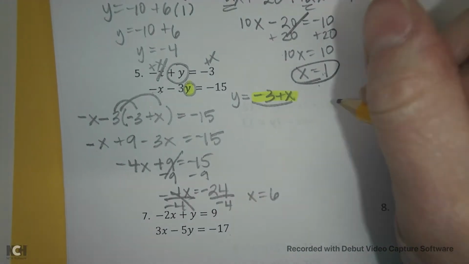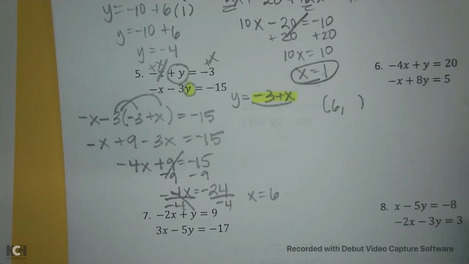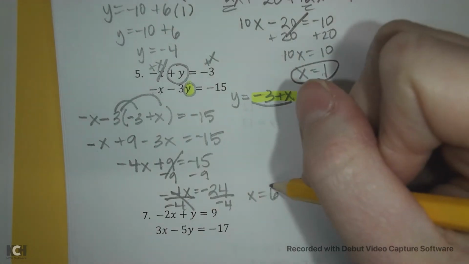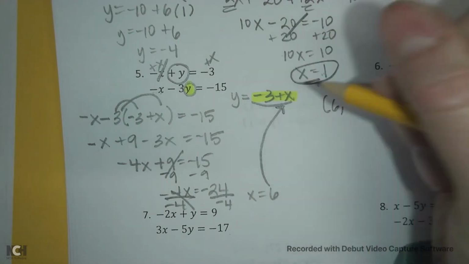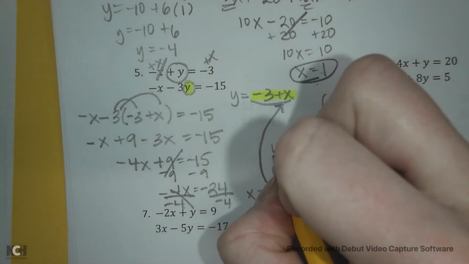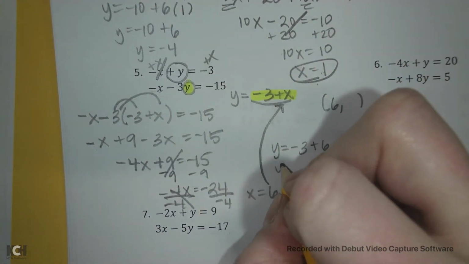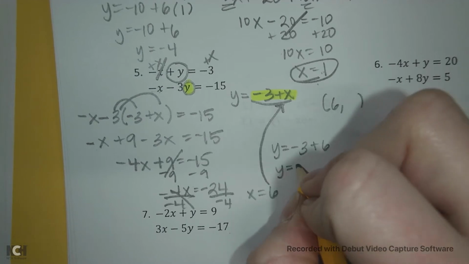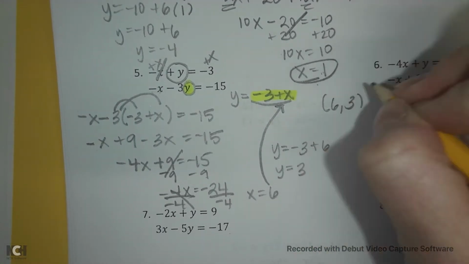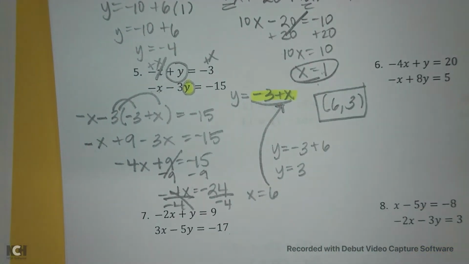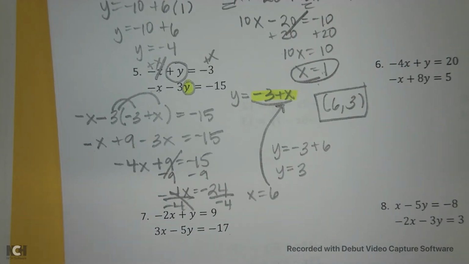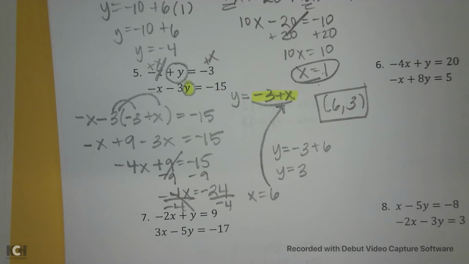So I know my x value, 6. And then we need to figure out the y value. So I'm just going to take my 6 and plug it into this equation that pretty much has y by itself. So negative 3 plus 6 is 3. So y is 3, and x is 6. Okay, this is what we've done before. This is the idea behind it.